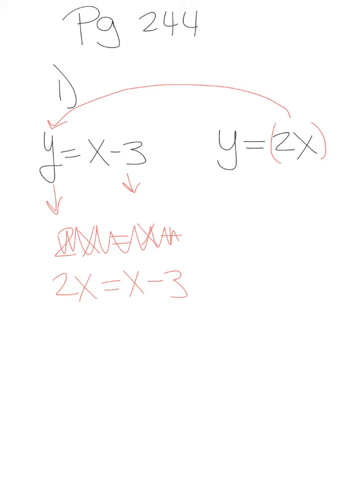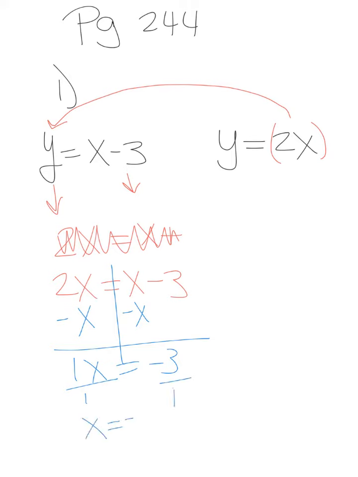Now we're going to go back to solving equations just as we did in chapter 2. I'm going to draw my line through my equal sign. I need to move my x because my 2x is not on a side by itself. Opposite of positive x is negative x. 2x minus x is 1x. 1x equals negative 3. Divide by 1, and x equals negative 3.